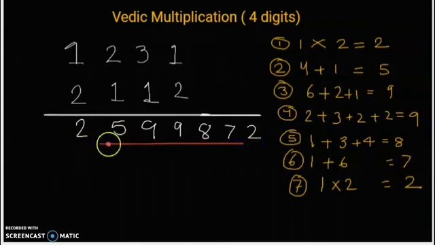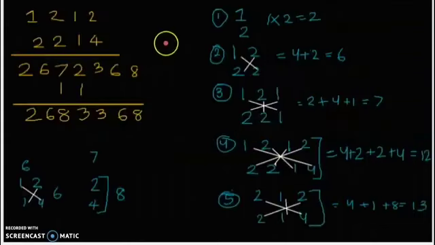Let us discuss another example to understand it better. In this example, we have another question, 1212 times 2240. So we will follow the same process. We will start with 1 and 2, step 1, we will multiply them, and 1 times 2 is 2, and the result I have written over here.